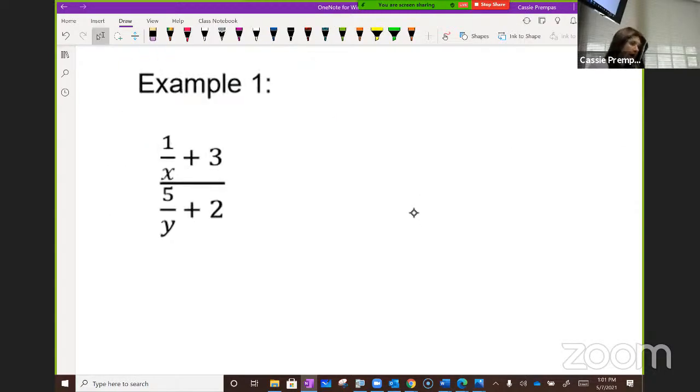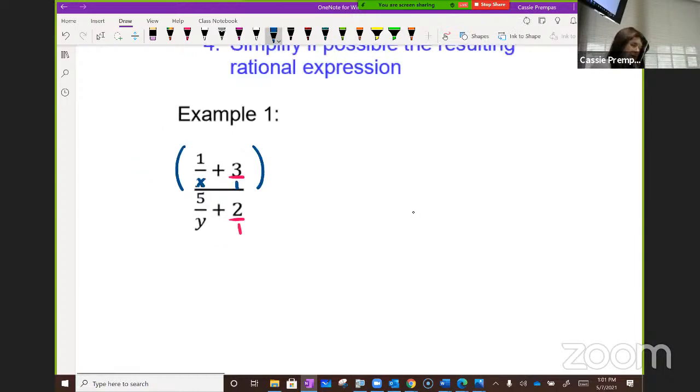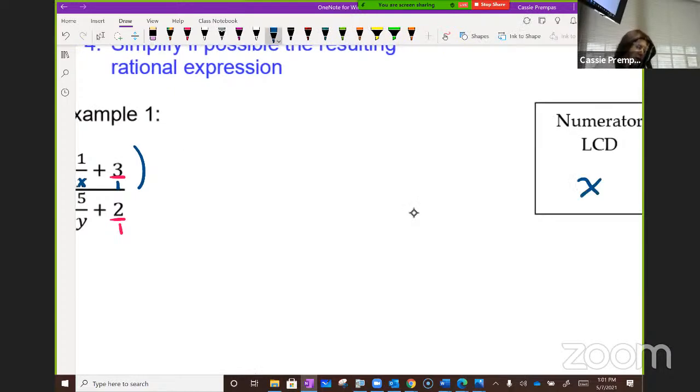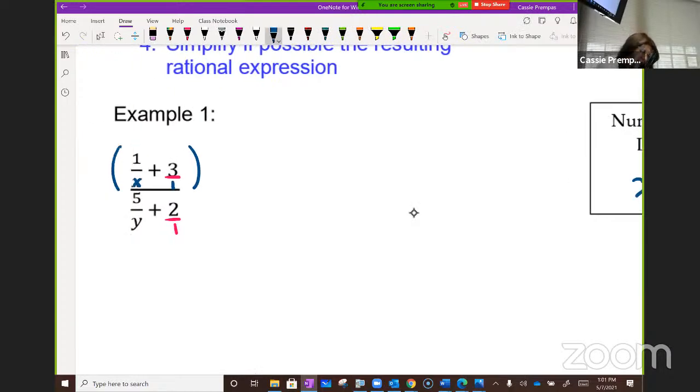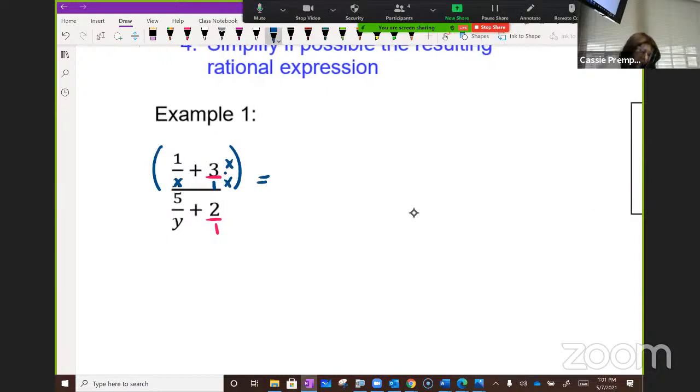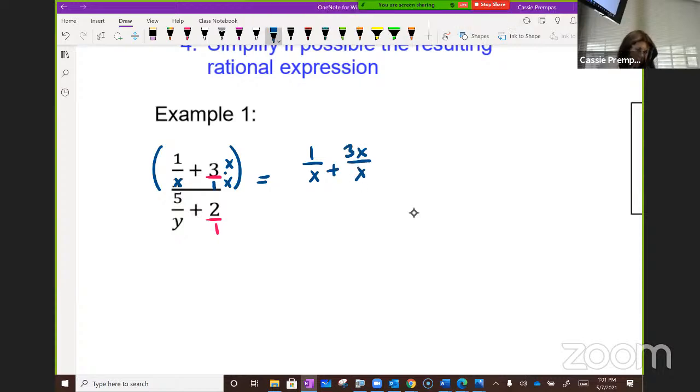Any whole numbers that you have, put them over 1. So I have a 3 over 1, and I have a 2 over 1. Now, looking at the numerator, what would be the least common denominator between x and 1? Hopefully that's an easy question. Good, it's x. So I would multiply 3 over 1 by x over x, and that would give me 1 over x plus 3x over x, which, if I combine those together, would give me 1 plus 3x over x. So now I have my numerator as one simple fraction.